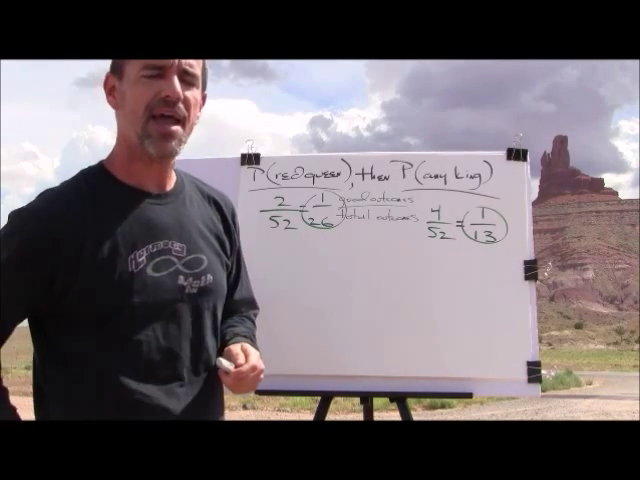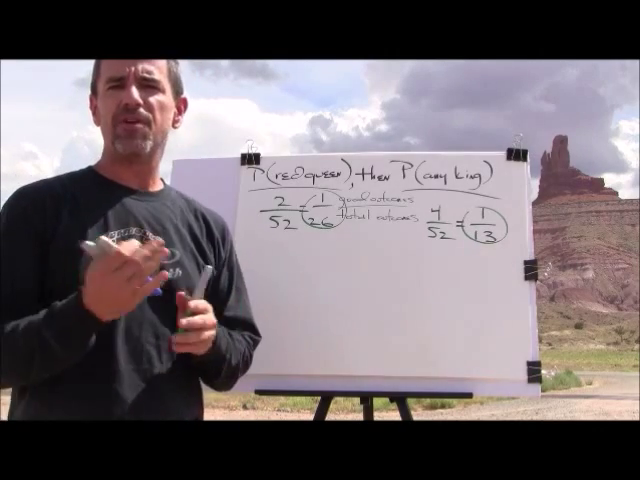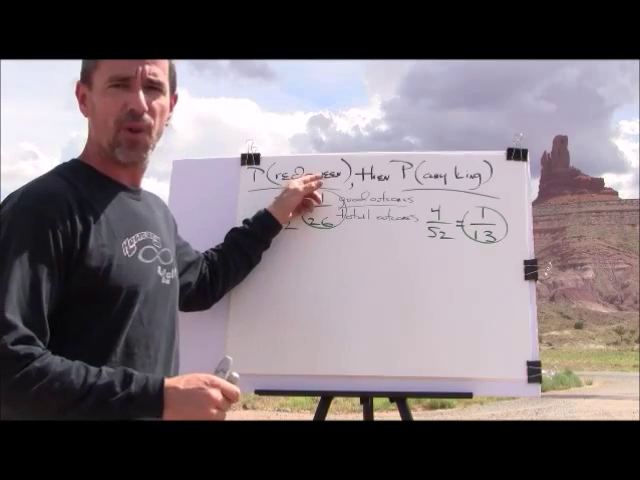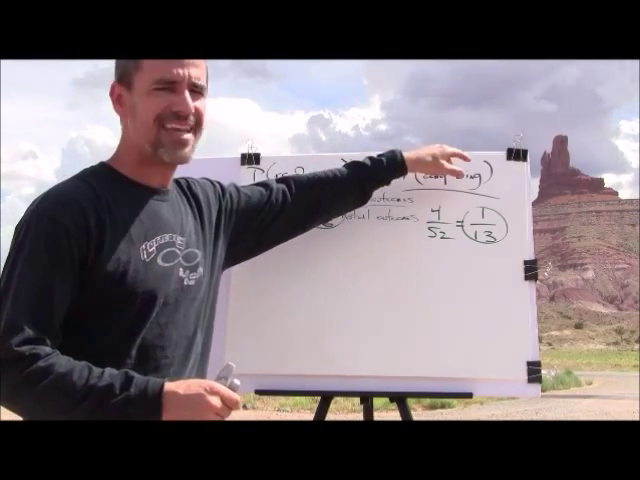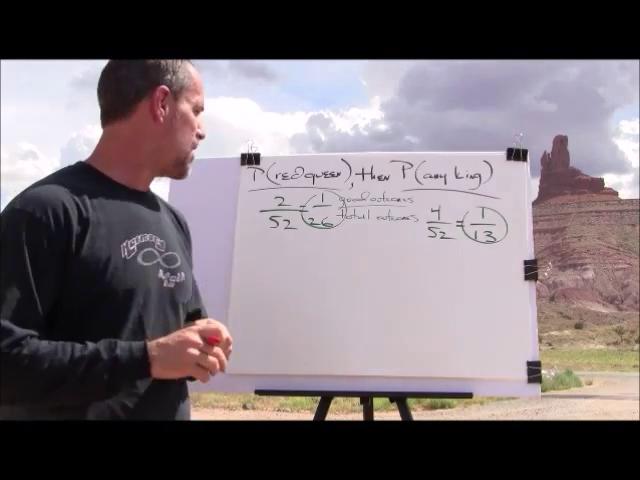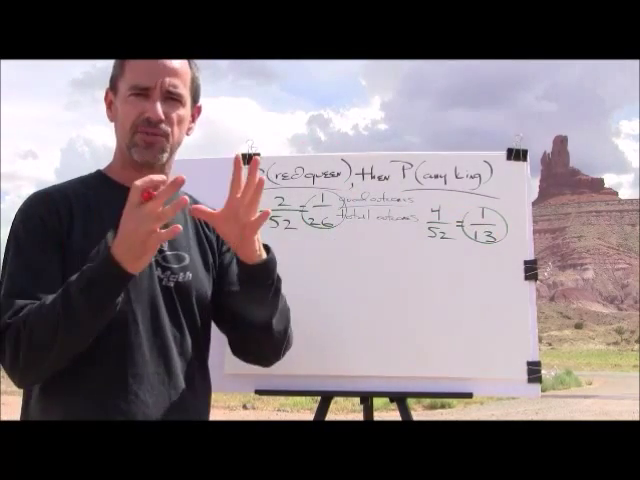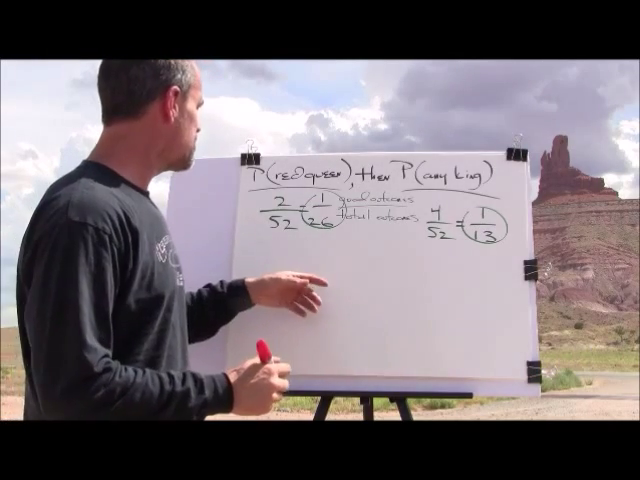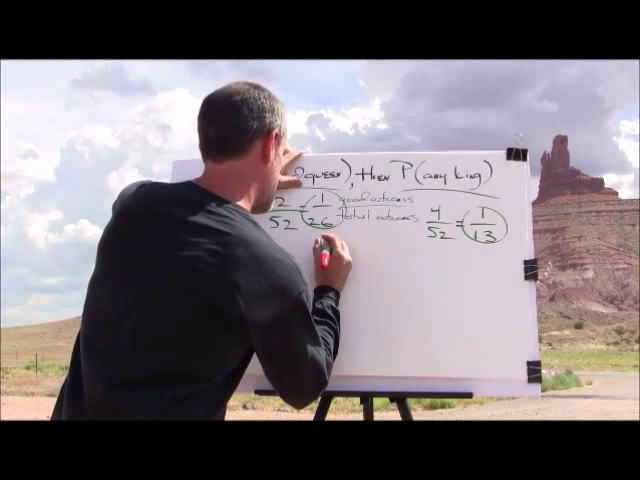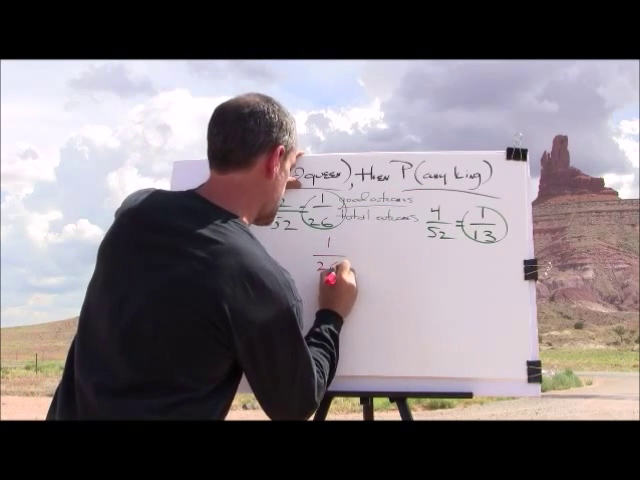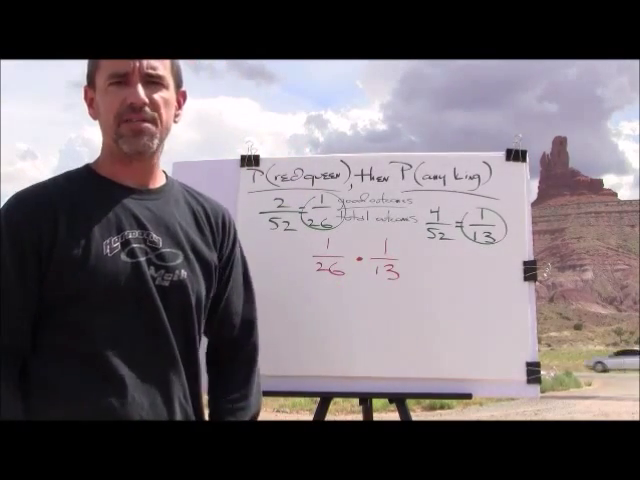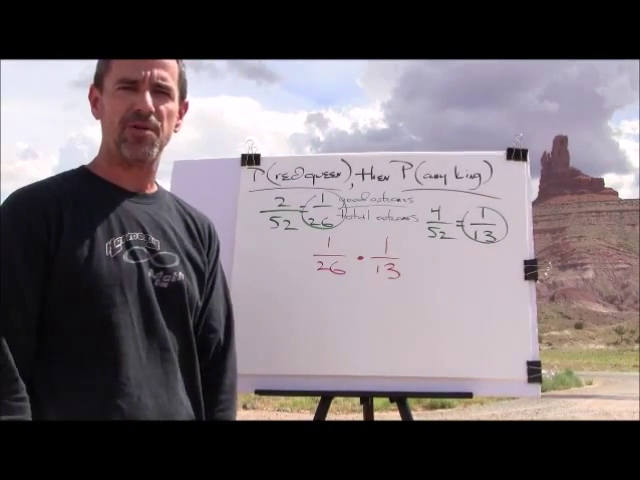Now, here's the deal. Let's say we want to find the probability of both of these events occurring. In other words, we reach into the deck, we pull out a red queen, we put it back, we reach again and pull out a king. Whenever we want to find the probability of multiple events, we have to take the probability of each event and multiply them together. So, to find the probability of pulling a red queen, putting it back, then finding a king, we're going to take the probability of one and multiply it by the probability of the other.